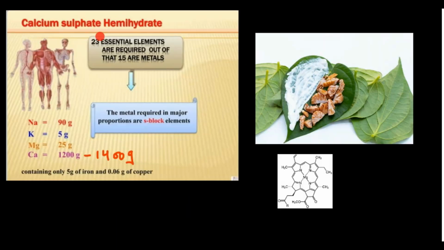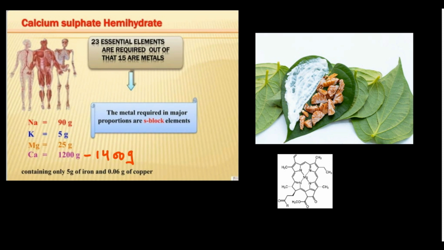diagonal relationship. Group 2 elements are also important, and among those, calcium is very important. Basically 23 essential elements are required for the human body, and out of these 15 come from the S block elements. You know, sodium from the S block elements, potassium from the S block elements. Now the calcium, you know, please remember this thing, half of the population of the world is suffering from the deficiency of calcium, right?